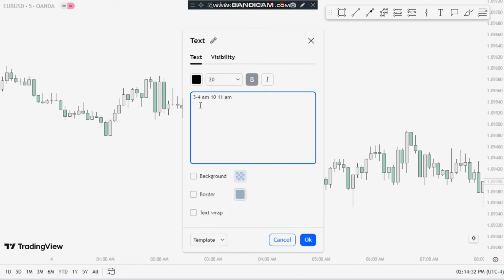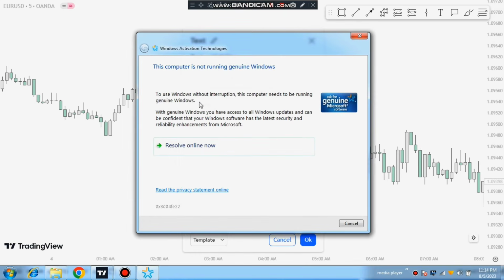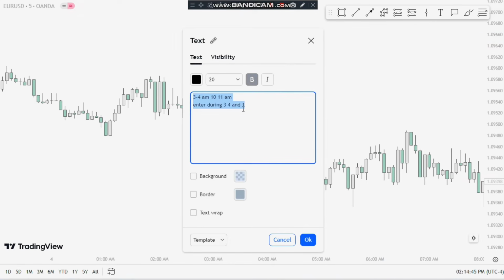And one more thing, enter during 3 to 4 and 10 to 11, let me write it. But you don't have to exit during this window. These are the three rules.